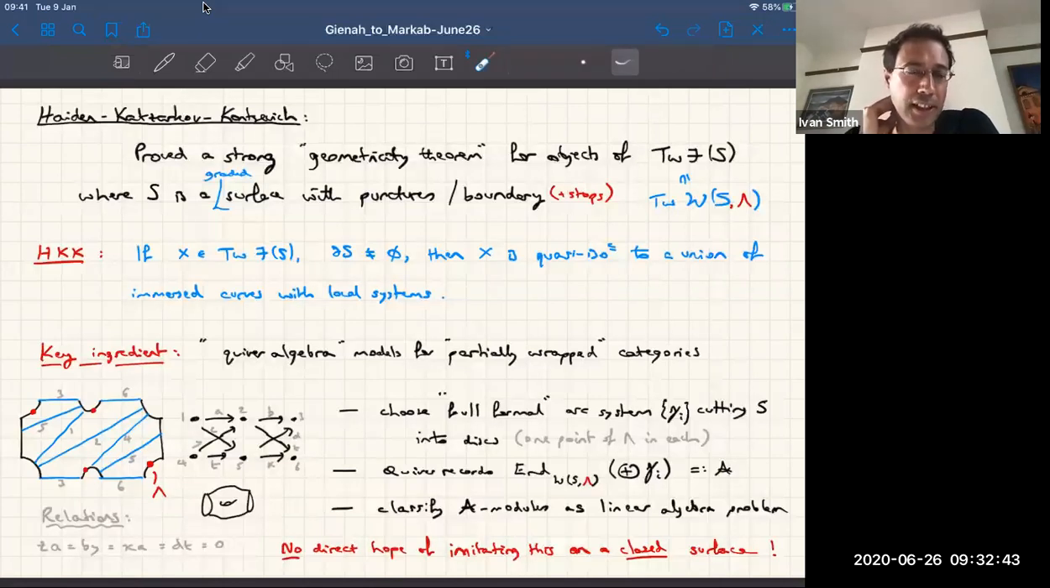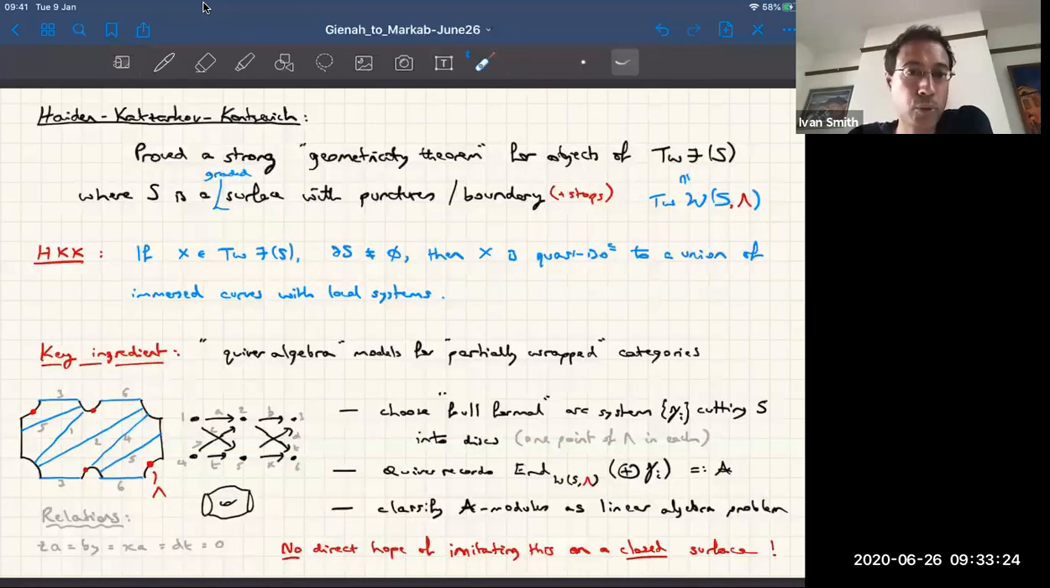Their story is very beautiful, but the key ingredient is that partially wrapped Fukaya categories of surfaces with boundary admit quiver algebra models. They're described by quivers with relations. And this comes by choosing very special sets of generators for these categories, which they call full formal arc systems. These are collections of pairwise disjoint arcs, which cut your surface into a bunch of disks.